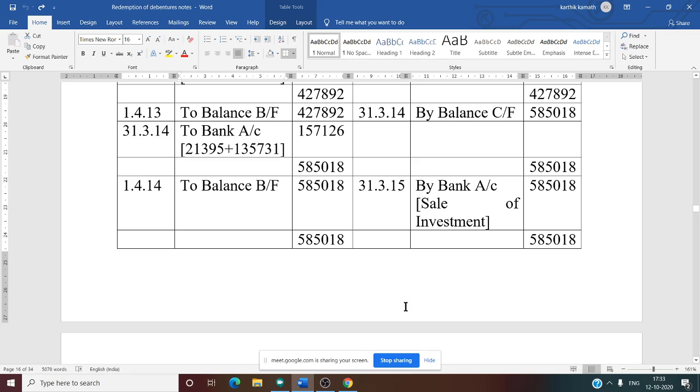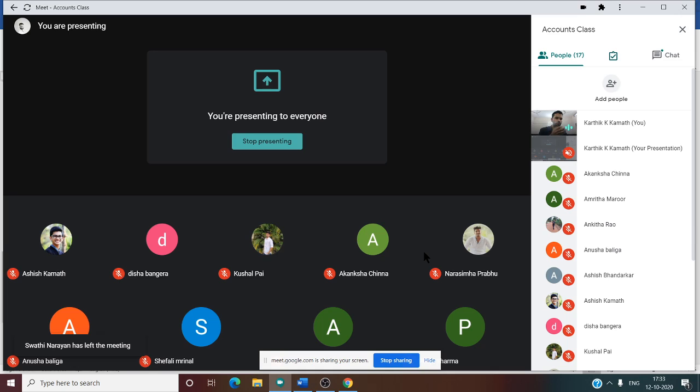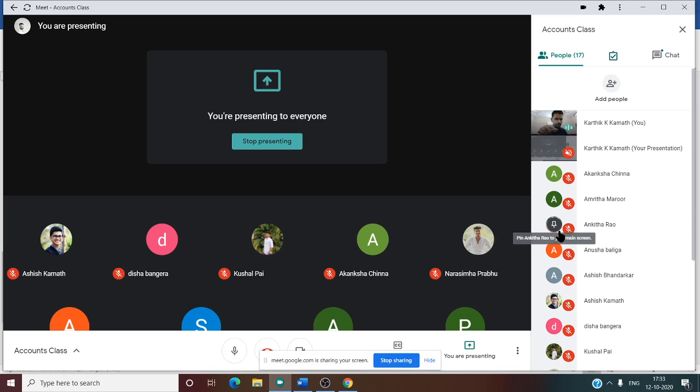Any doubt regarding this problem, you can ask me now. Anything you want to ask, you can ask now. Very simple. Only two accounts you need to prepare in this problem. 12 mark question. Yes. Anything regarding this one? Similar to the previous two problems. No extra adjustment. Any doubt you are having, you can ask now.